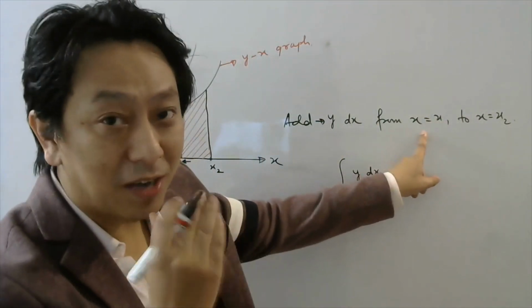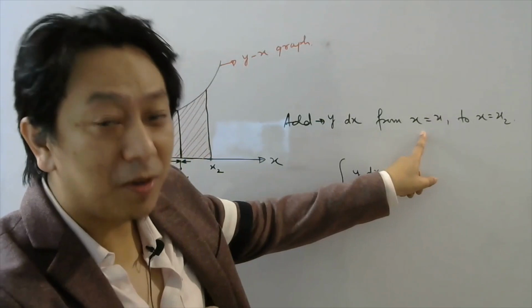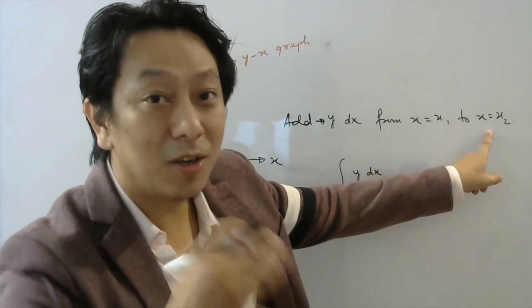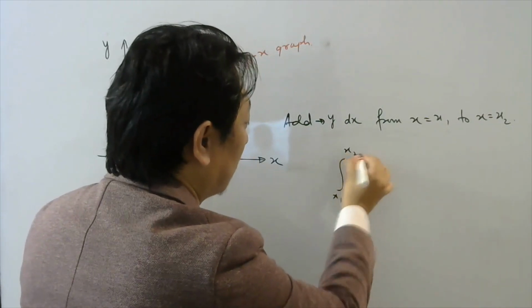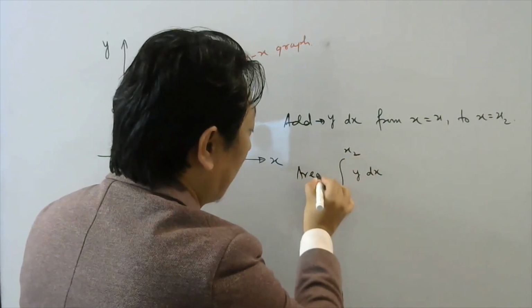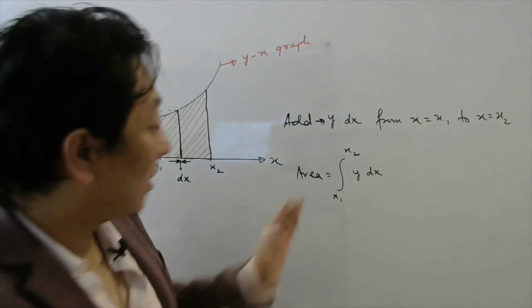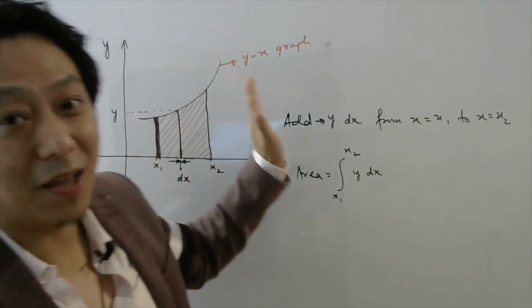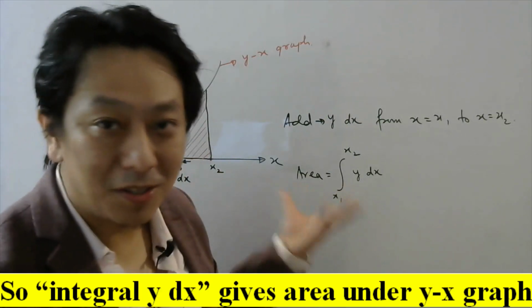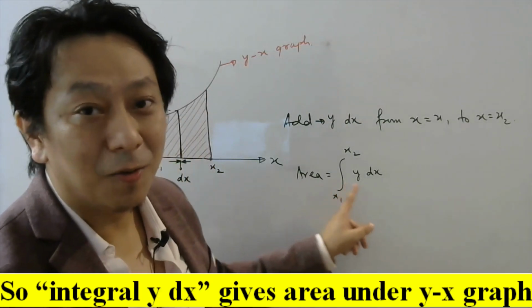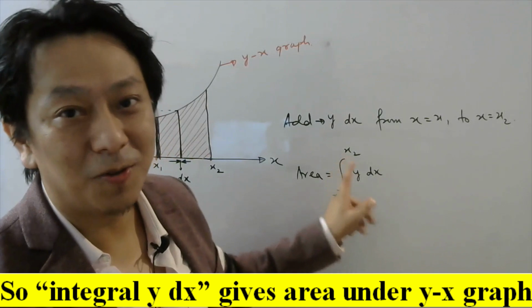So this is called the starting point, which is called the lower limit of the integral, and this is called the upper limit. So we write from x1 to x2, and that is how we are going to calculate the product, which is the area under the y-x graph between x1 to x2. So this is the meaning of integral y dx from x1 to x2.